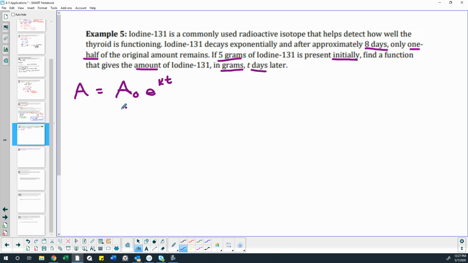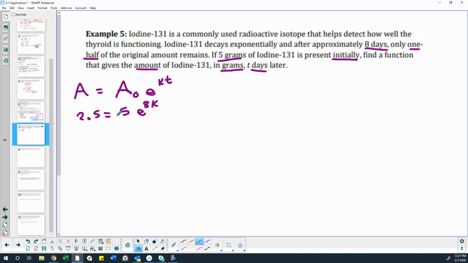Okay, so we know that we have 5 grams present initially. And we know that in 8 days, t is 8, and then this is k. So t is 8, and I just swapped them so that my number is first. So k times 8, or 8k, we're going to have half of the original amount remaining, so that would be 2.5 grams. Okay, so there we're all set up to find k.